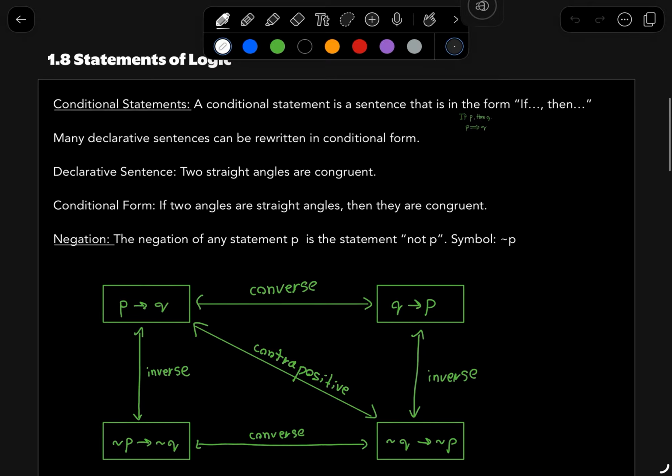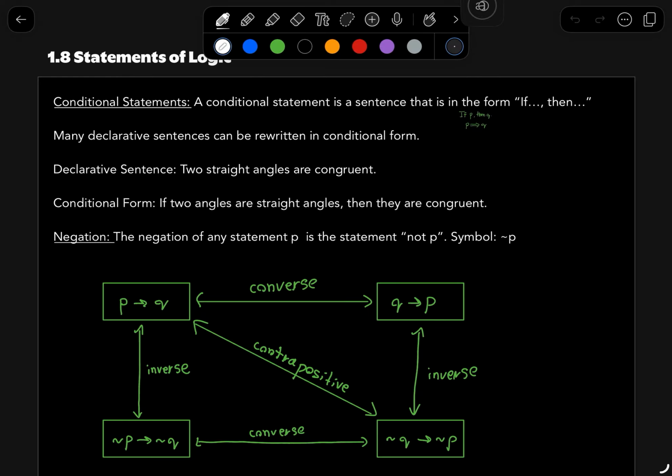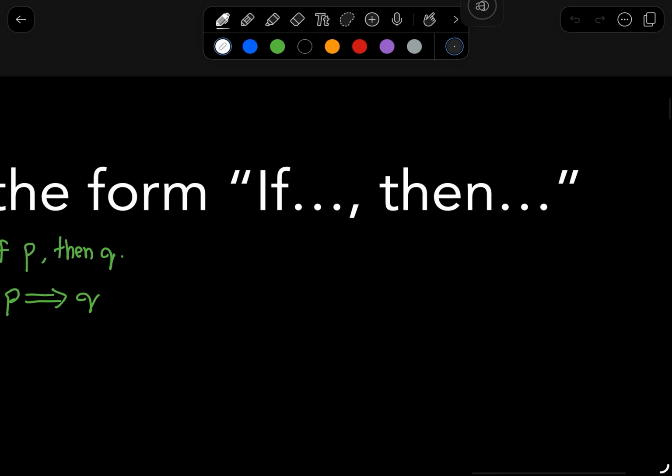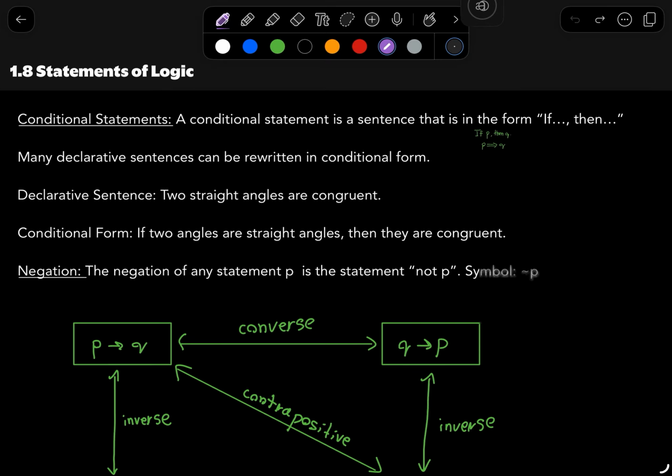So first off, let's just talk about what a conditional statement is. I did briefly go over this in a previous lesson, but essentially a conditional statement is a sentence that's in the if-then form. And this will look familiar to you if you've been memorizing theorems. So there's the if part and then there's the then part.